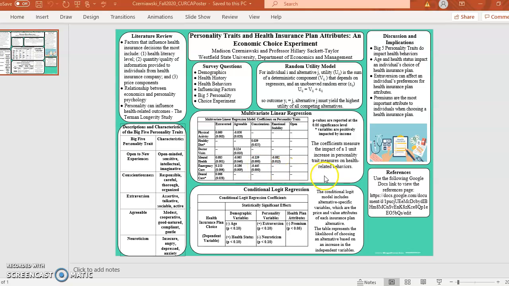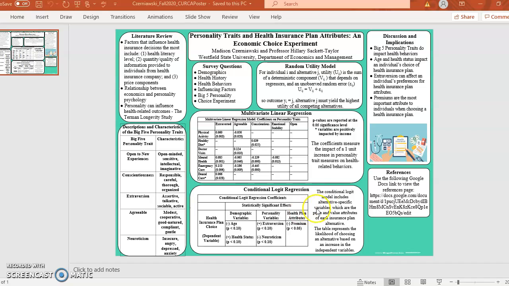And to interpret this table, you look at the coefficient estimates, and then it measures an impact of a 1 unit increase in a personality trait, and that shows the impact that it would have on physical activity or any of the other dependent variables. So for example, if extroversion were to increase by 1 unit, it would impact physical activity by a scale of 0.060.